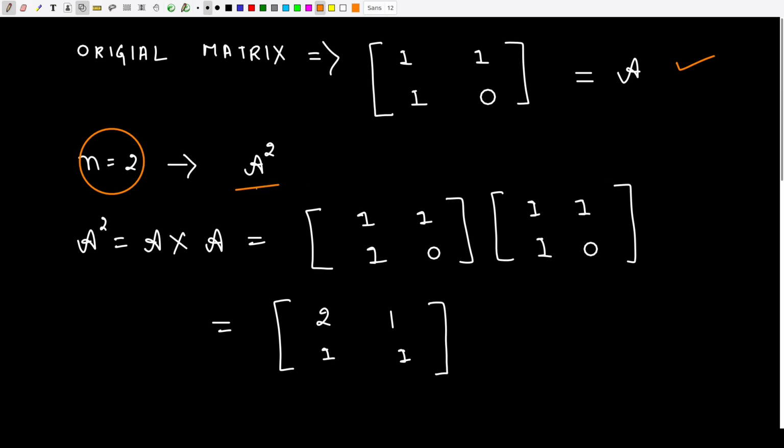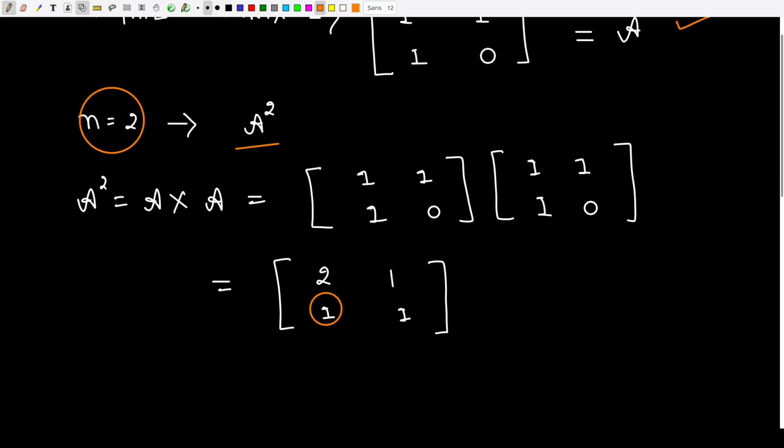So we need to compute A to the power n. Over here n equals 2, so we need to compute A square. And once we have computed A square, we need to return this element, which is A, 1 and 0. So that's about the problem statement, folks. Now let us discuss the solution for this problem.